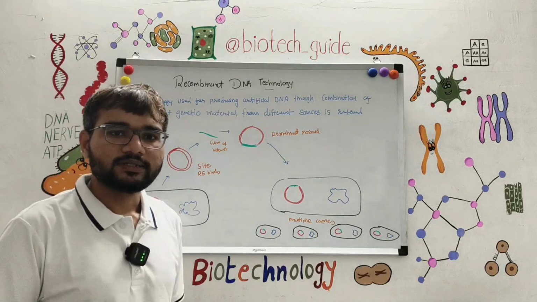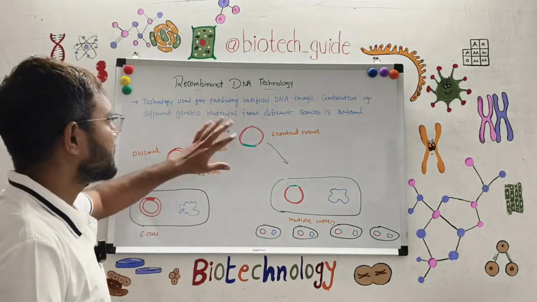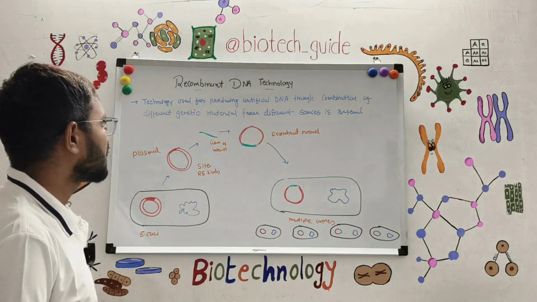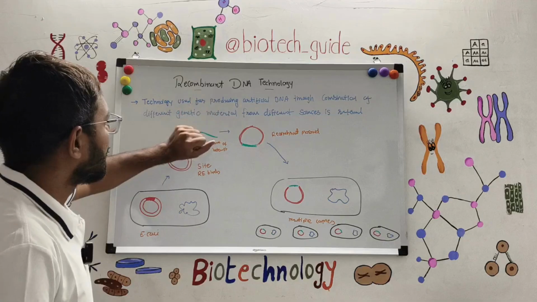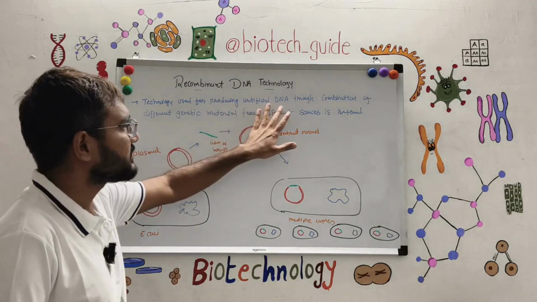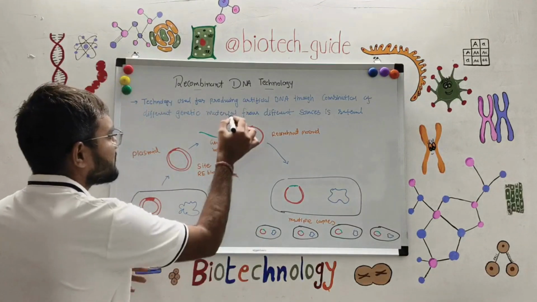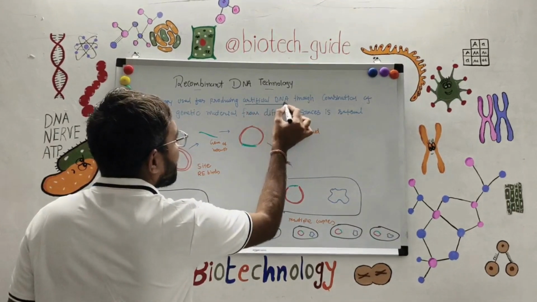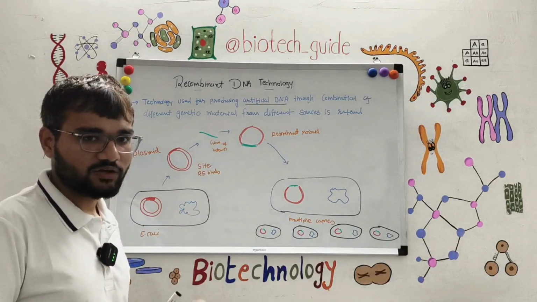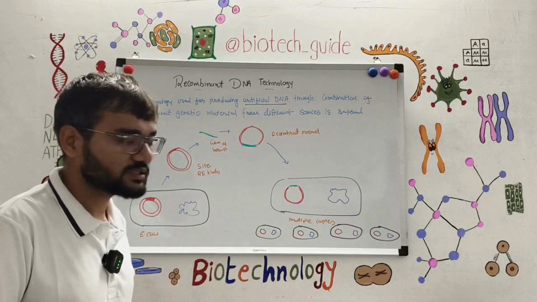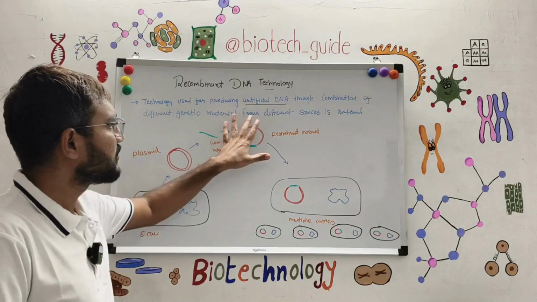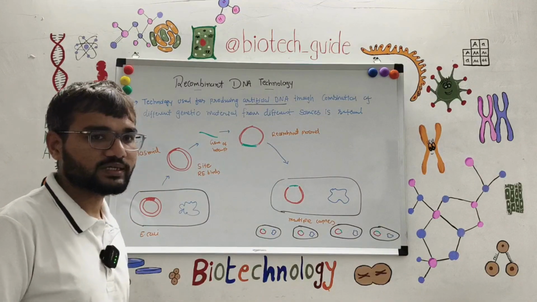Now let us discuss the basic principle behind recombinant DNA technology and the method which is used in it. The technology, as the name suggests, is used for producing artificial DNA, that means a synthetic DNA, which is produced by using a manual technique or a human-based technique. Artificial DNA made through a combination of genetic material from different sources is referred to as recombinant DNA technology.